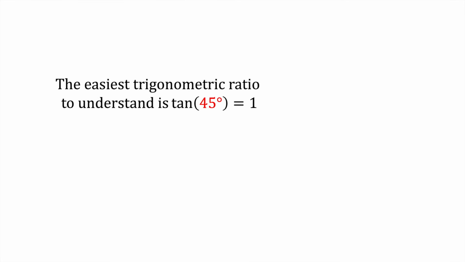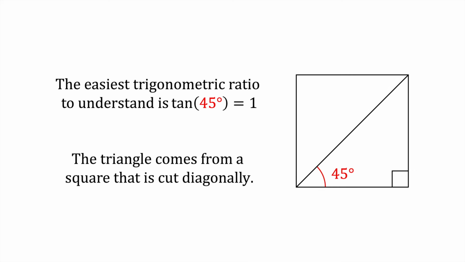The easiest trigonometric ratio to understand is tan 45 degrees equals 1. This ratio comes from a triangle that's formed when a square is cut diagonally in two as shown. As the opposite and adjacent of this triangle are equal because they are part of a square, the ratio of opposite divided by adjacent equals 1.